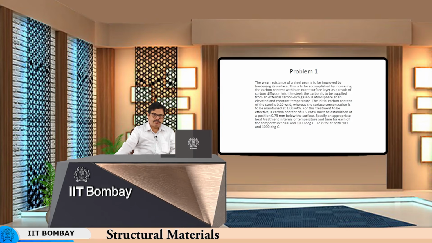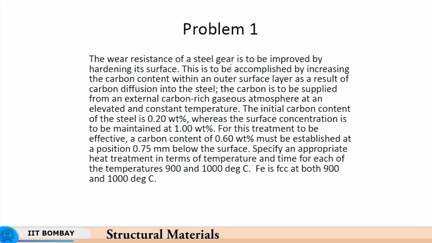The first problem is about wear resistance of a steel gear. That wear resistance is to be improved by hardening its surface. Now when we talked about heat treatment, we mentioned carburizing, or basically increasing the alloy content of the surface alone, and that increases the wear resistance of the steel gear. So if you achieve some change in the microstructure, some change in the chemical composition of the surface of the gear, then one will be able to achieve a very high wear resistance at the mating surfaces.